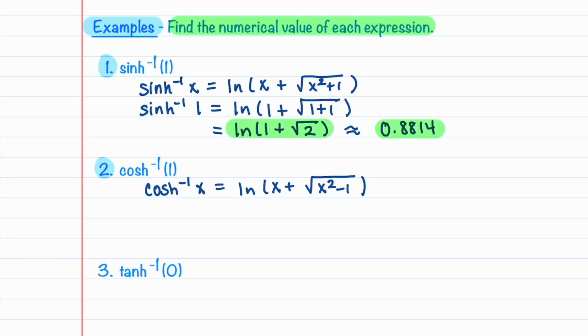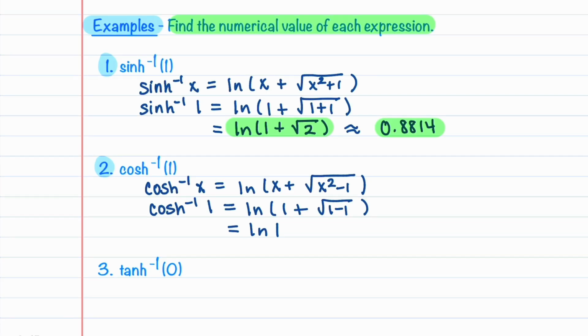Now we're going to let x be equal to 1. So we have inverse cosh of 1. This is natural log of 1 plus the square root of 1 minus 1. So we end up with natural log of 1. Natural log of 1 is equal to 0.